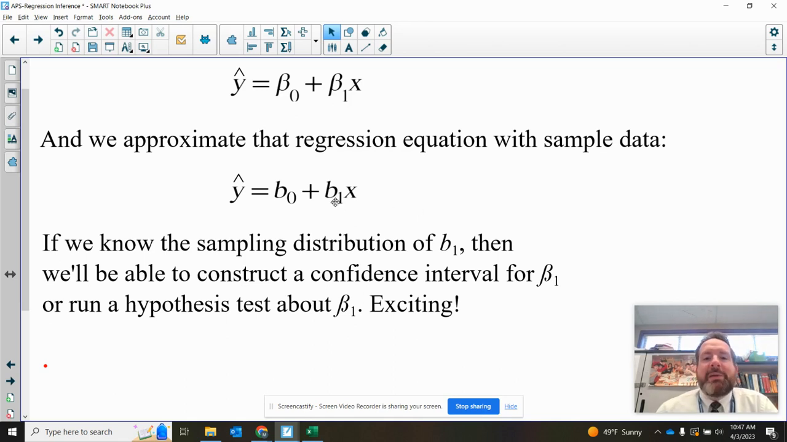So there's the gist. We're talking about using sample data to estimate a population parameter, in this case referring to the slope.